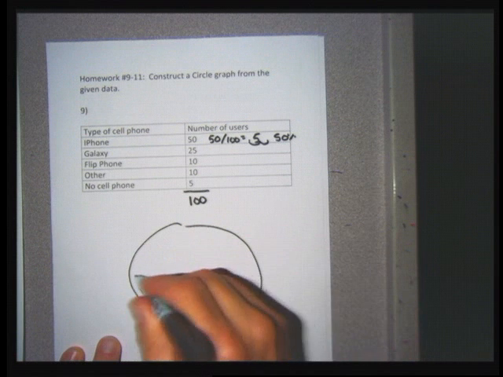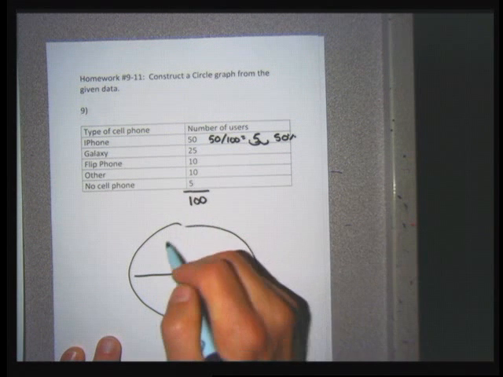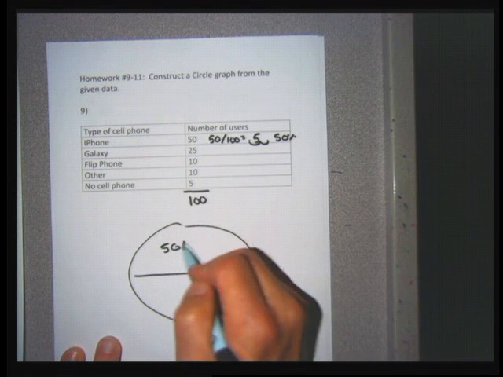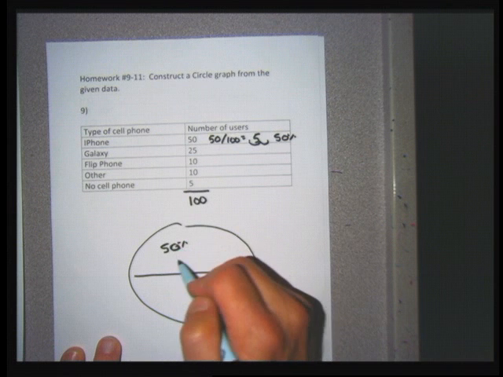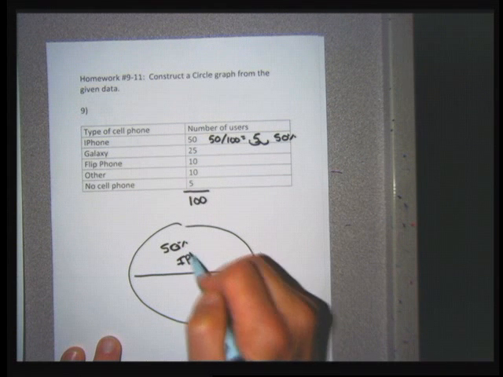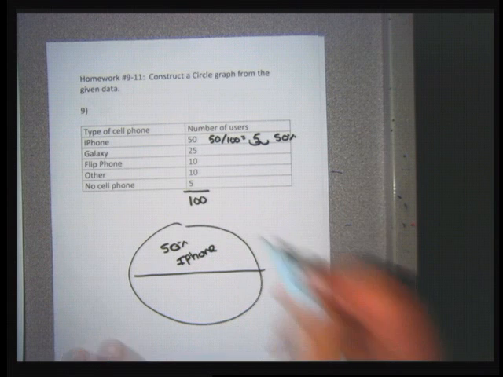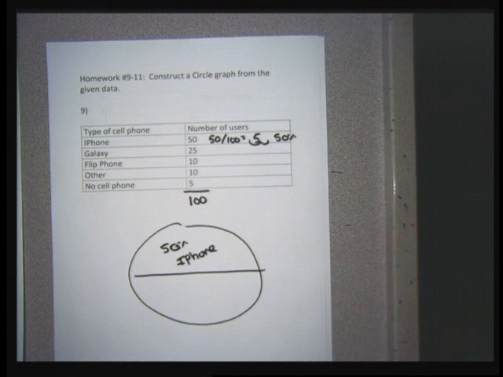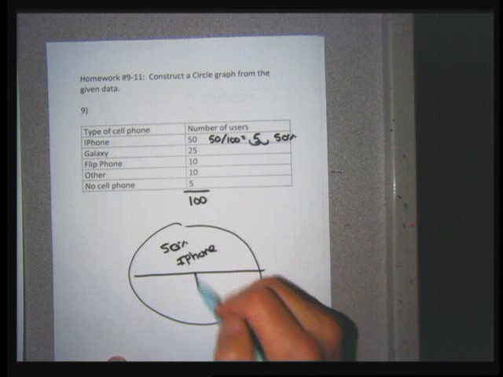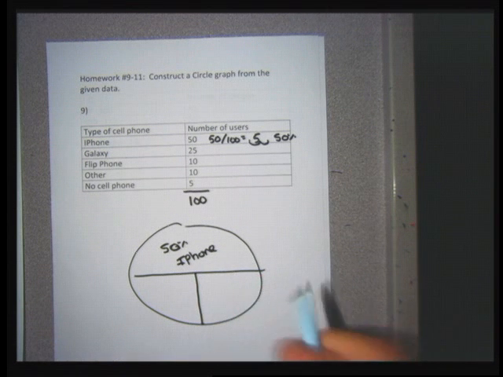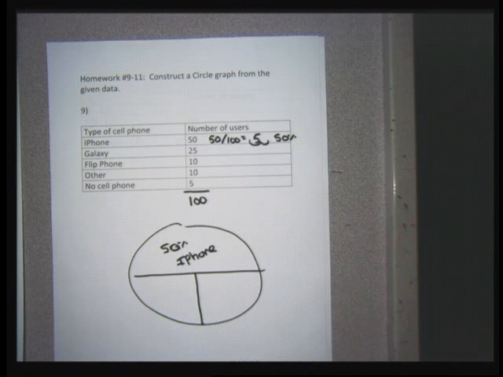For the iPhone, you're going to make 50%, so I might go like 50%, 50 iPhone. And then the best you can, make something that fits the other pieces reasonably well. The galaxy is going to be easy to fit in, and then the last 3 you'll just kind of fudge in the best you can.